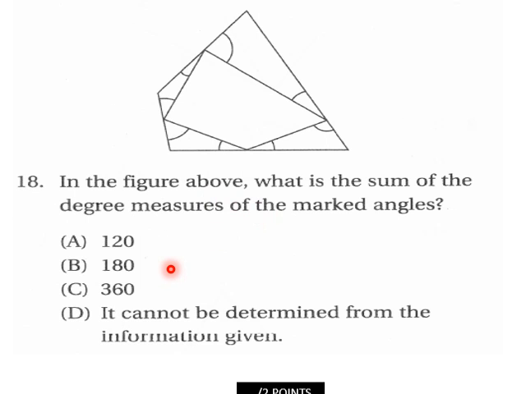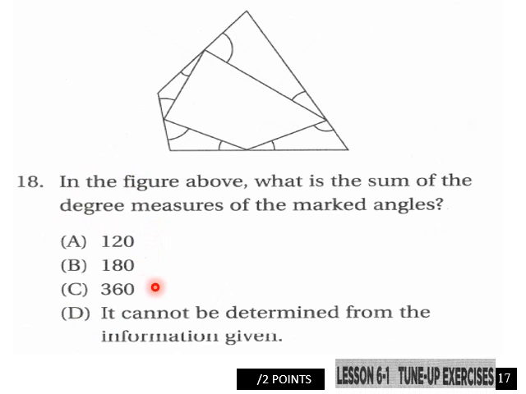Number 18, we have this situation here. What is the sum of the degree measures of the marked angles in the figure above? So what is the degree measure of this angle and then this angle, these angles here? You're trying to find the exterior angles of this trapezoid here. It doesn't say it's a trapezoid. It doesn't have to be a trapezoid, but it looks like one. And that's problem number 18.